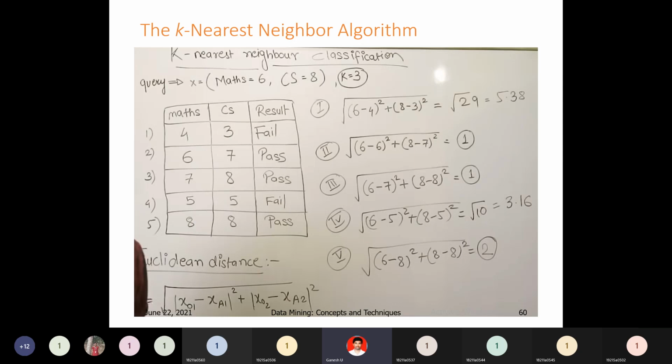Simple. However many points are there, just take all the points and find out the distance. You take some value as k, like 1 or 2 or 3, and based on that you put all the distances in ascending order. Whichever points have less distance, you consider those points and group them into a class. That is k nearest neighbor classification.